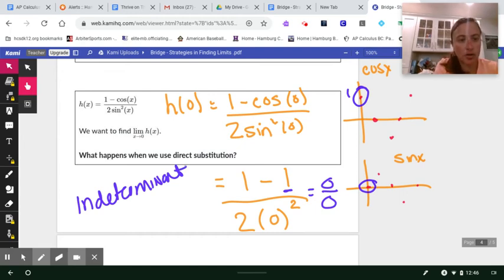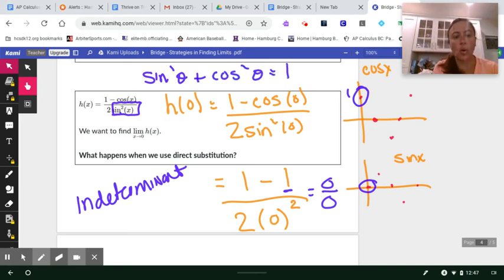And hopefully you see that trig identity right here. Sine squared comes from that Pythagorean theorem: sine squared θ plus cosine squared θ equals 1. So to get sine squared by itself, I would just subtract that cosine squared over, and I can make that replacement there.